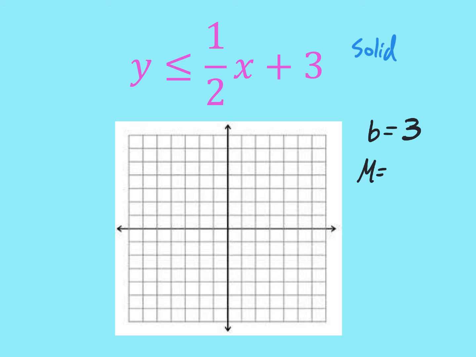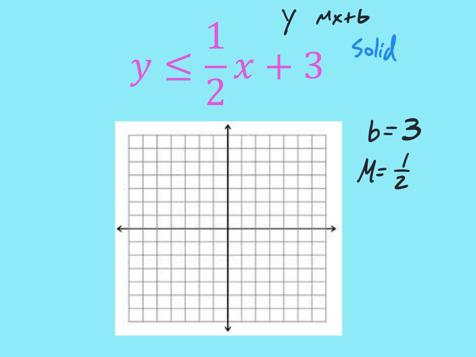3. Your b value, remember, it should be y equals mx plus b. So your b is what's by itself. What is your slope here? 1 over 2. Good. Your slope is your m value, which is with the x. 1 over 2.